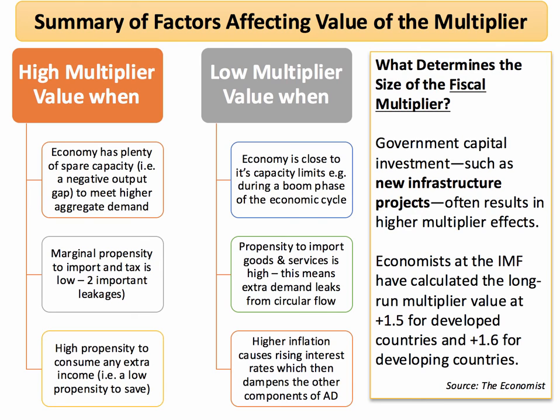The multiplier values tend to be high when the economy has plenty of spare capacity, when the propensity to import and tax are fairly low, and crucially, when people who are the recipients of extra income tend to have a high propensity to consume. Multipliers tend to be lower when the economy is close to its capacity limits, when the propensity to import is high, and also crucially, when the economy is close to its capacity, you tend to get higher inflation, which then leads to higher interest rates, which then can dampen down the effect of a stimulus.